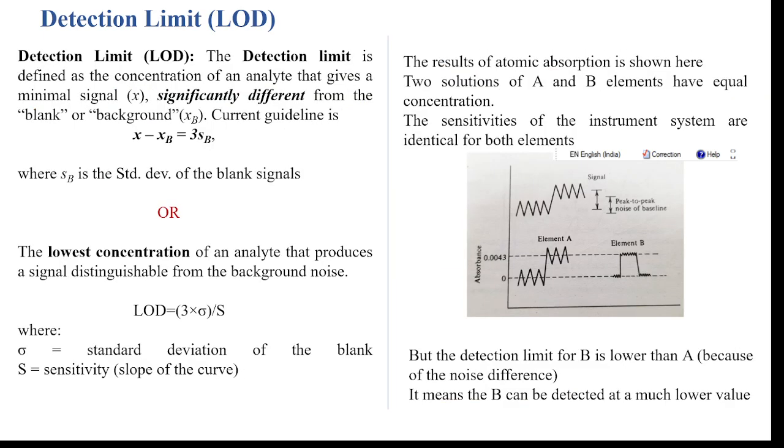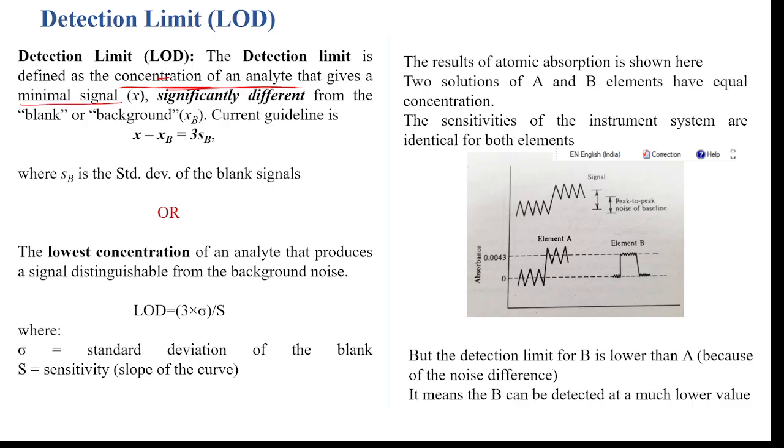Now there is a term called detection limit, or sometimes it is also known as limit of detection. The detection limit is defined as the concentration of analyte. Remember, analyte, the concentration of analyte that gives the minimal signal.